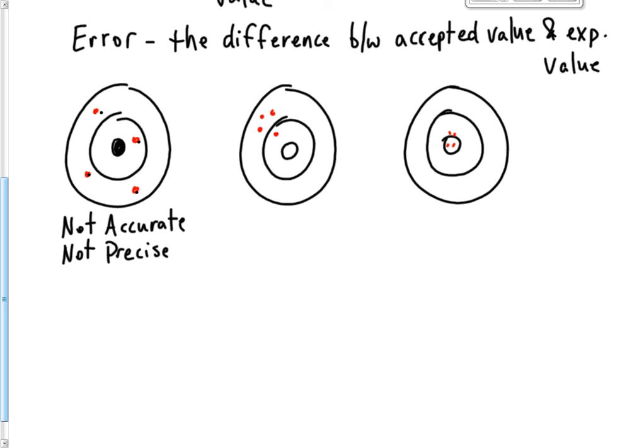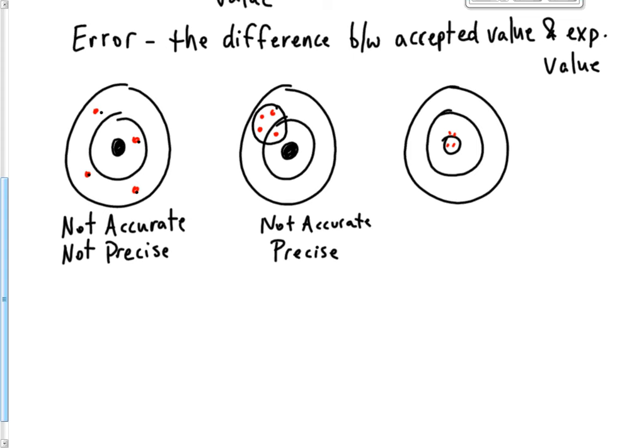If we move over to this second one, our accepted value, or where it should be, is the bullseye again. Okay, but they're not near the bullseye, so this is not accurate. However, they are clustered together. They're all in this small area right here. So this is precise. Okay, you have a good amount of precision, but you have poor accuracy.